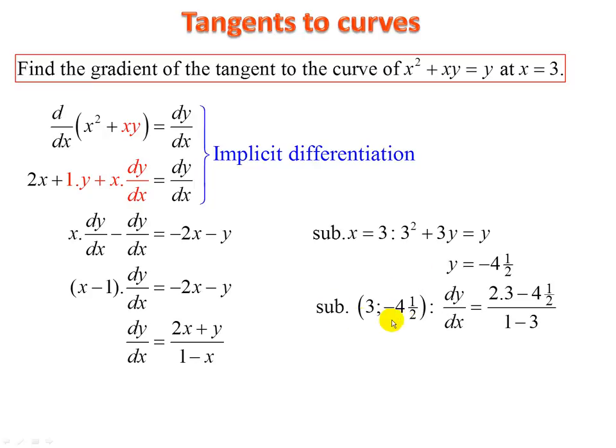So now we know that we have the point 3, negative 4.5, and we're now going to substitute that into the derivative. And that simplifies to negative 3/4, so there is the gradient of the tangent to the curve at x equals 3.